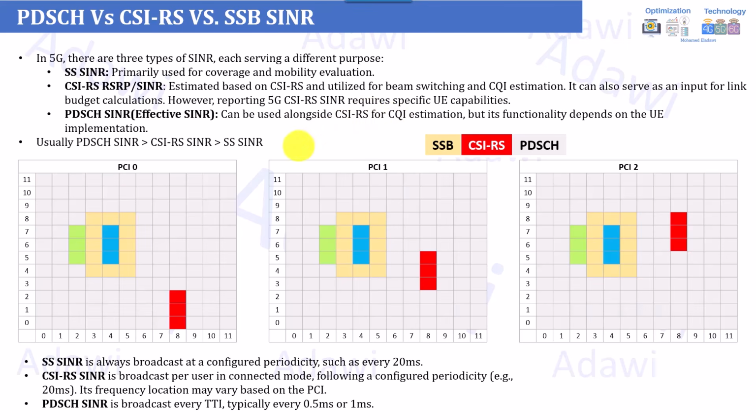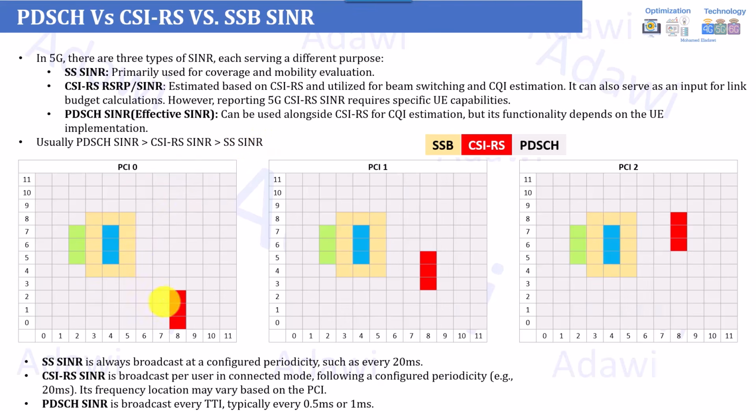Why? Because, as I will highlight, usually the PDSCH SINR is better than the CSI-RS SINR, which is better than the SS SINR. Why? Because first of all, the reporting for PDSCH SINR is every, for example, let's say TTI, right? Which is typically 0.5 millisecond or 1 millisecond, depending on whether you're running 30 kilohertz or 15 kilohertz. Also, the interference might be much less compared to the others. But also the main important point is that because it's reporting every TTI, this gives more accuracy compared to the others.